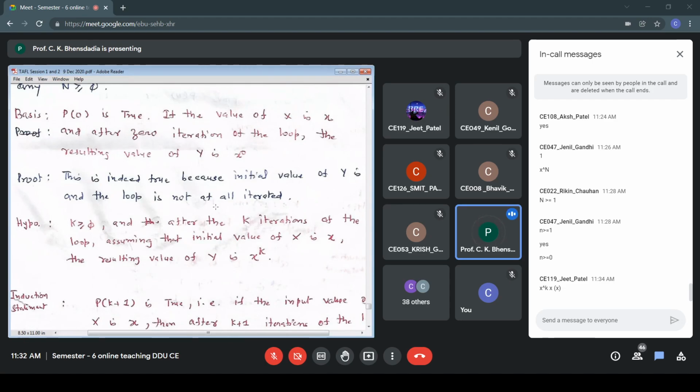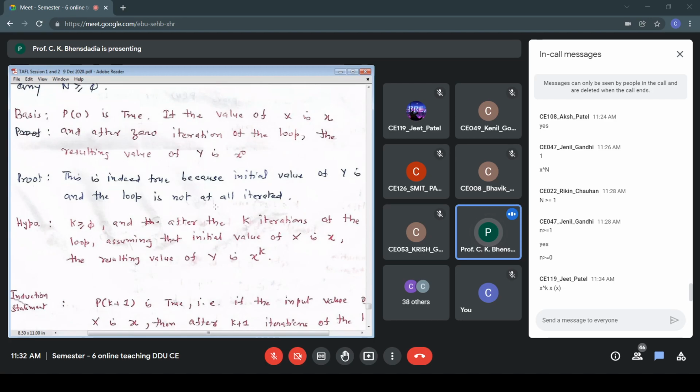By k iterations of the loop, assuming the initial value of x is x, the resulting value of y is small x to the power k. That is the hypothesis. What is that? K iterations of the loop, initial value of x is x. After executing this loop k number of times, the value of y is small x to the power k. That is as per the hypothesis. We are not stating anything. We just take the hypothesis.